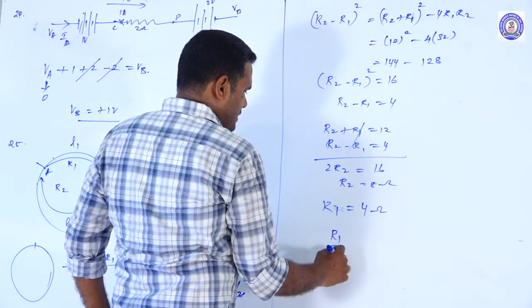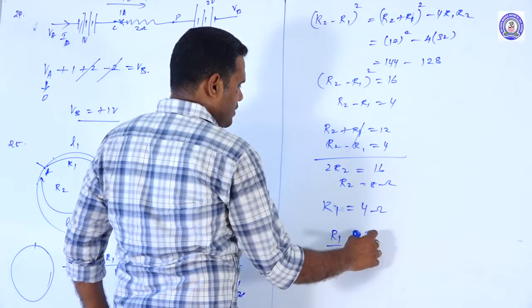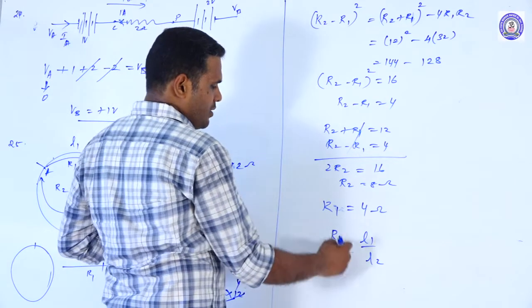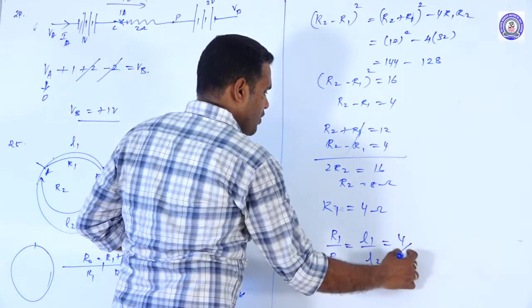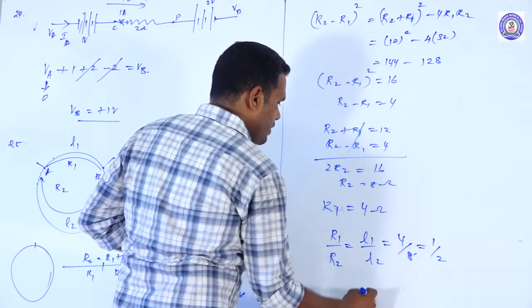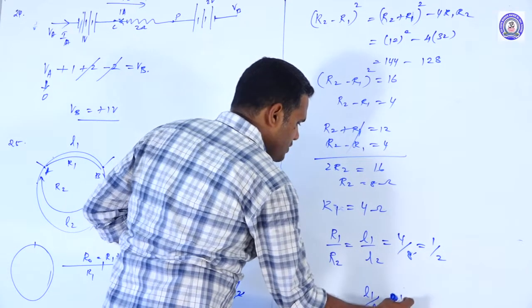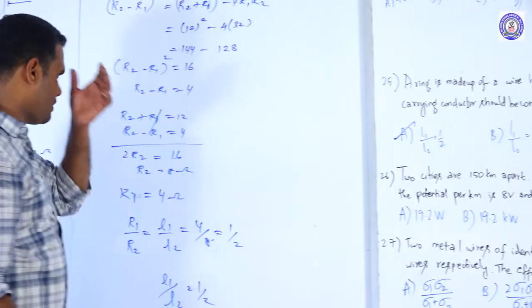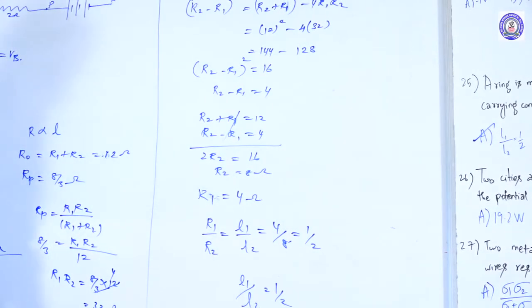So they are asking you the ratio. R1 by R2 is equal to L1 divided by L2, because R is proportional to L. R1 by R2 equals L1 by L2, which is 4 divided by 8, which is 1 divided by 2. So L1 by L2 ratio is 1 by 2. First option. L1 by L2 ratio is 1 by 2.